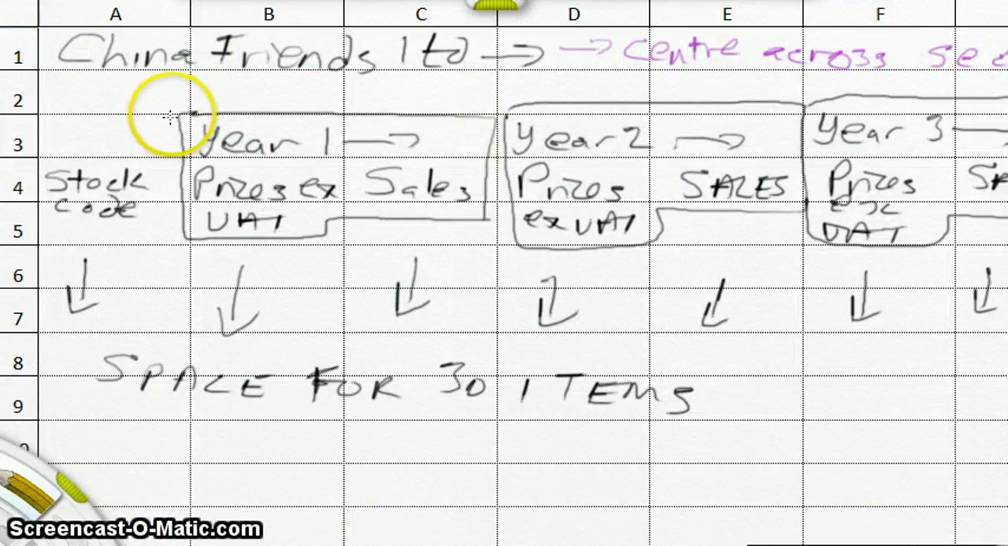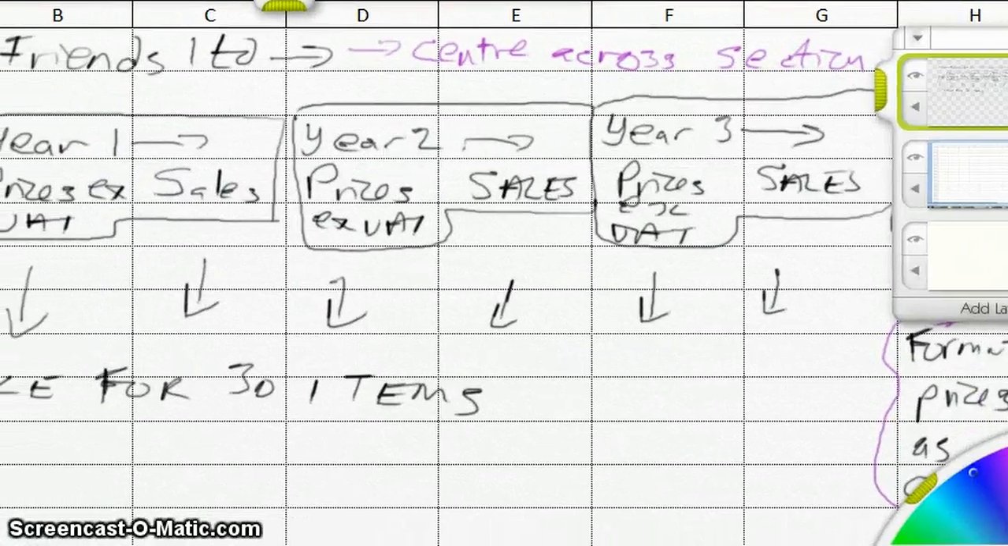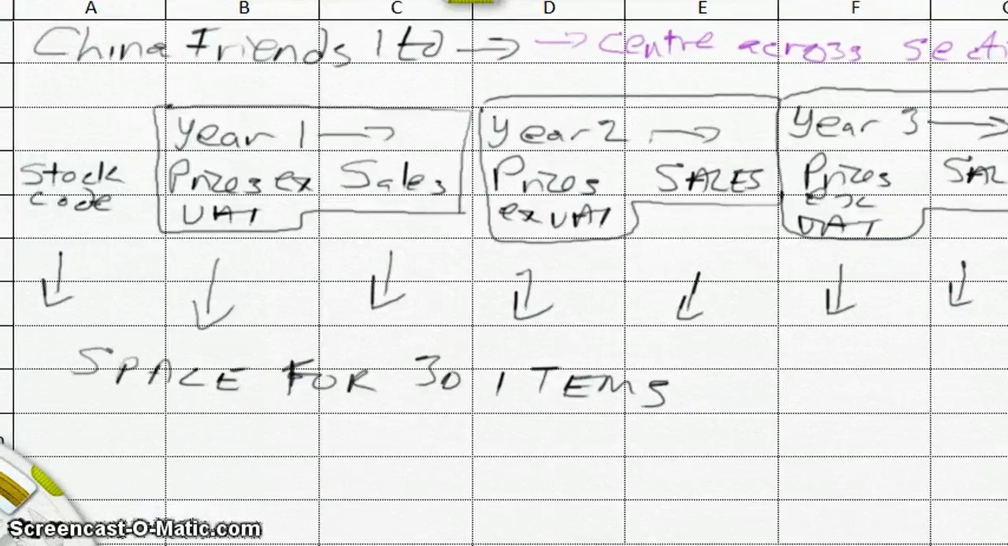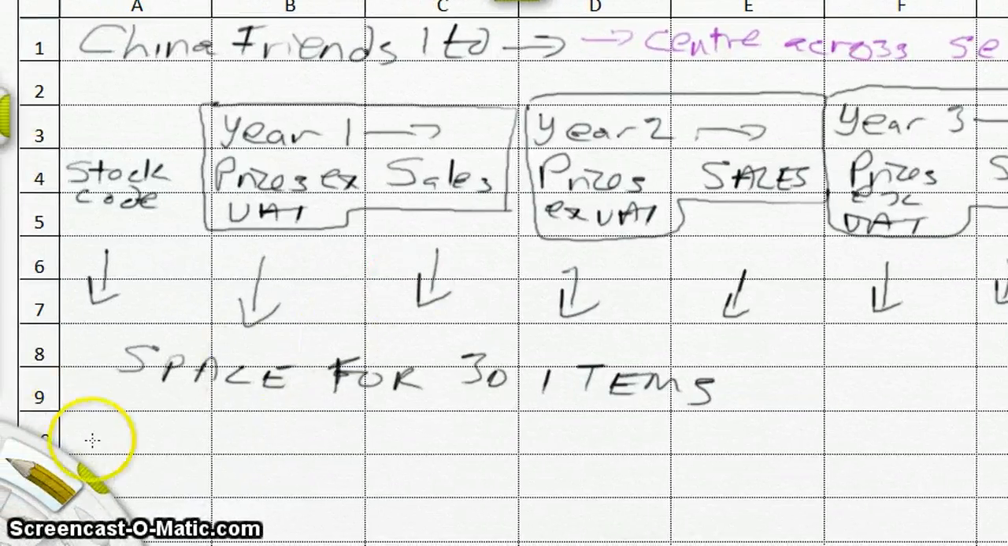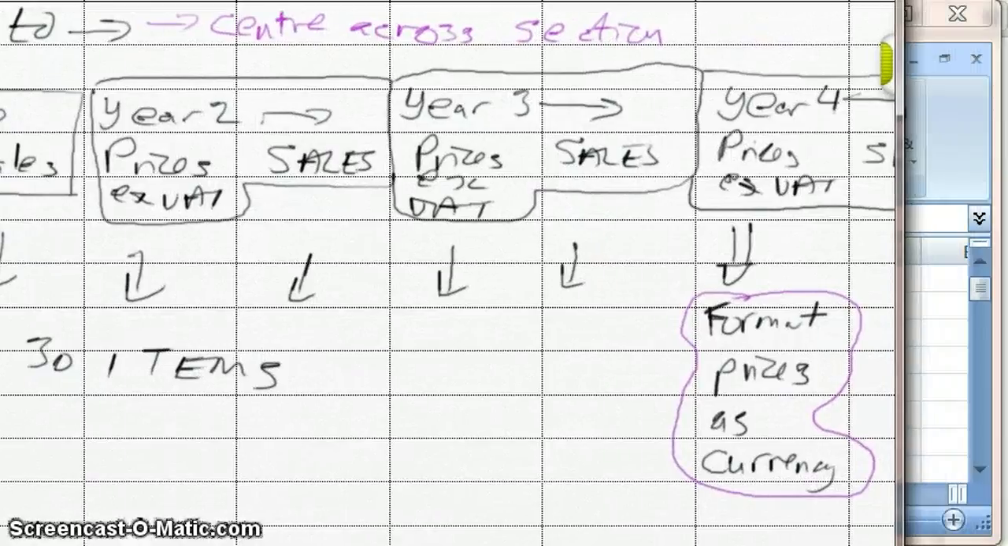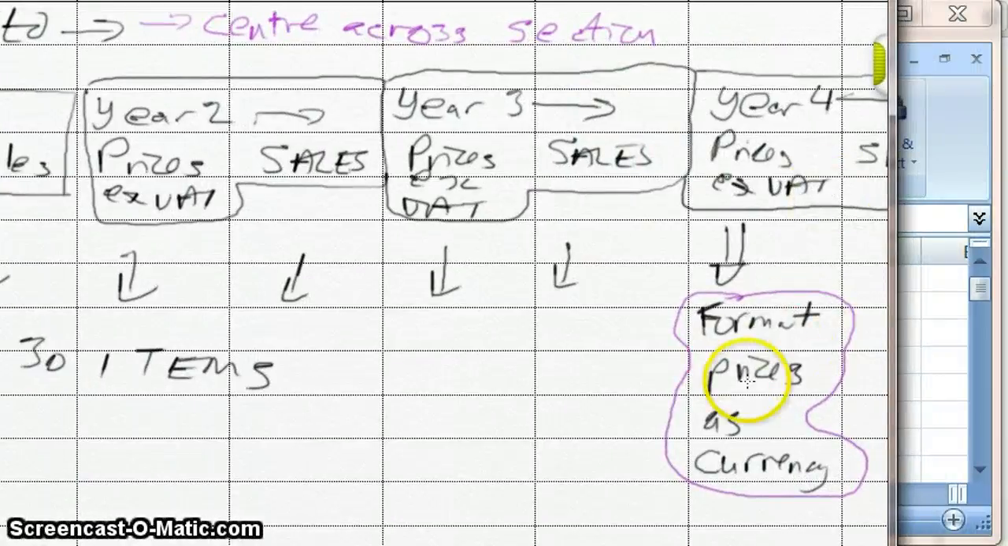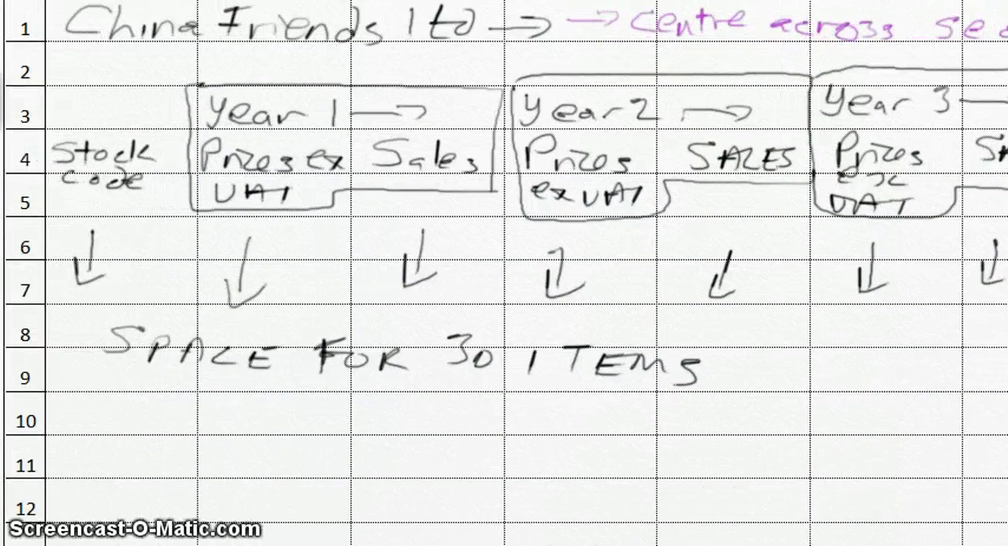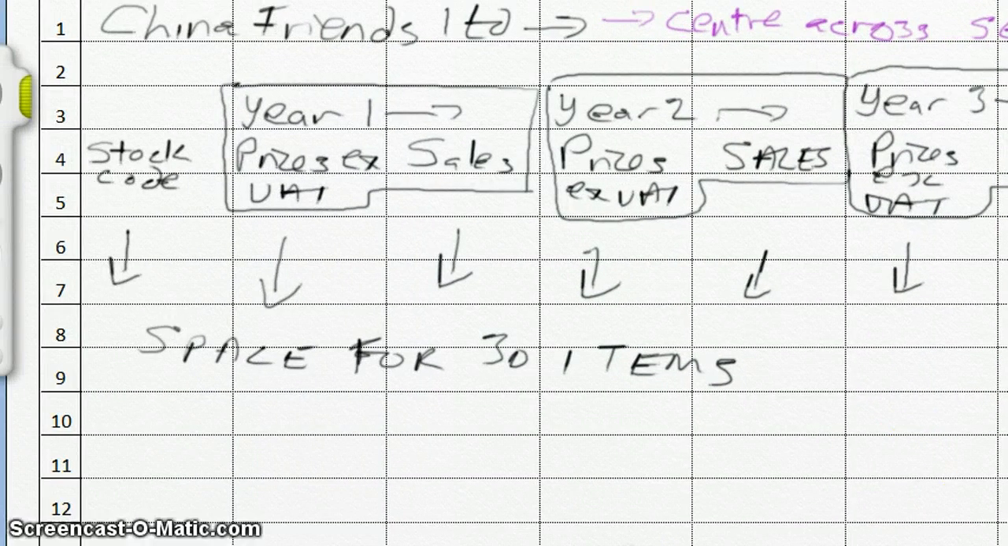So this is my second spreadsheet, and I've said that there's going to be space for 30 items, and I've also made sure that I'm going to have various bits of formatting added to it, and I'm also going to give this particular sheet a name. So remember, year 3 and year 4 prices and sales are needed. All my prices are going to be formatted as currency, and again I'm going to leave space for 30 items. So let's see what that looks like on Excel.